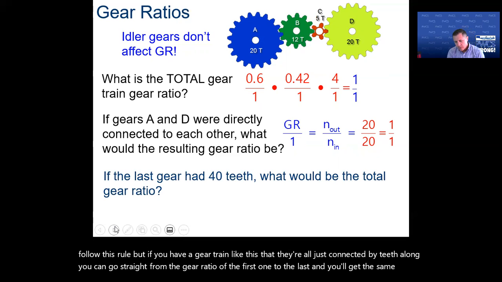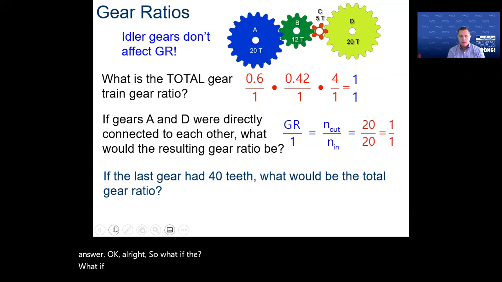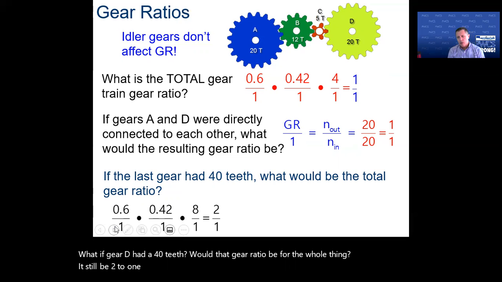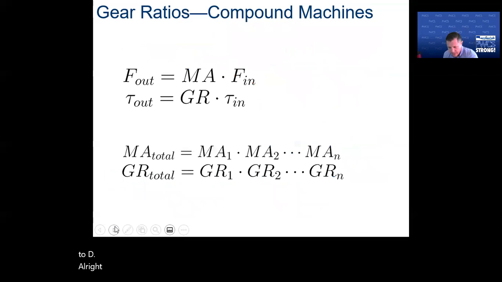Okay. All right. So what if gear D had 40 teeth? What would that gear ratio be for the whole thing? It would still be 2 to 1. Okay. So you'd still get 2 to 1, whether you do A to D or you do A to B, B to C, C to D. All right. See, both ways it works.